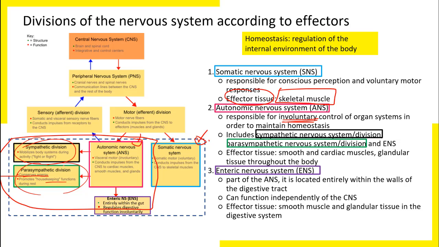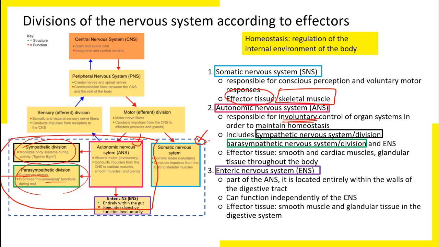The other division, the sympathetic division of the autonomic nervous system, is involved in the fight, flight, or freeze responses. So this is the nervous system that kicks in when we're challenged, right? When we're nervous, when we're excited, when we meet a bear, when we don't quite know what to do. It's the fight or flight reflex.